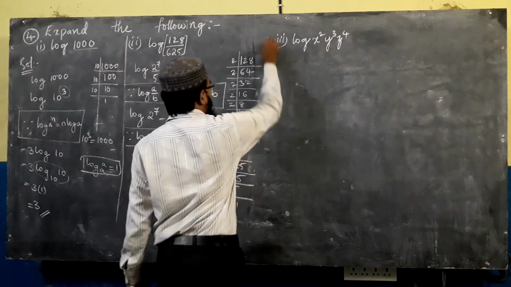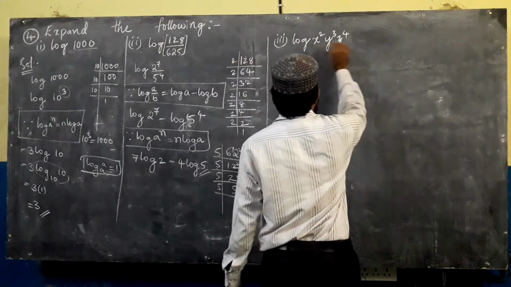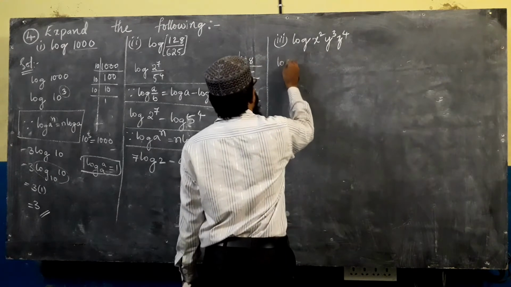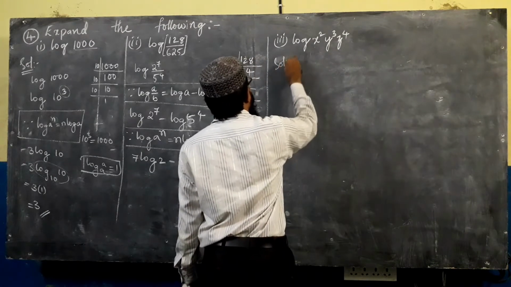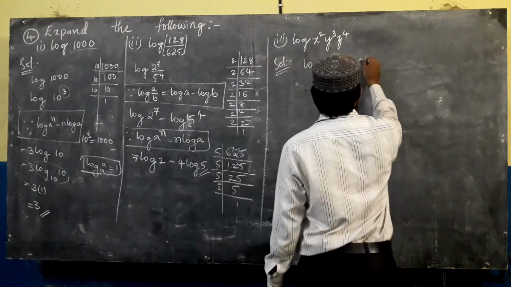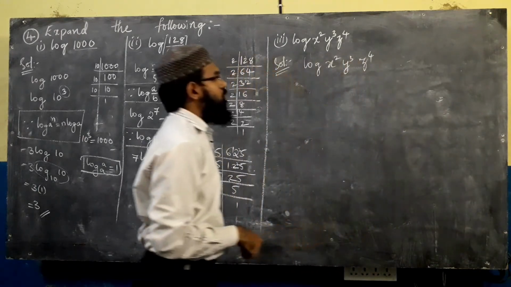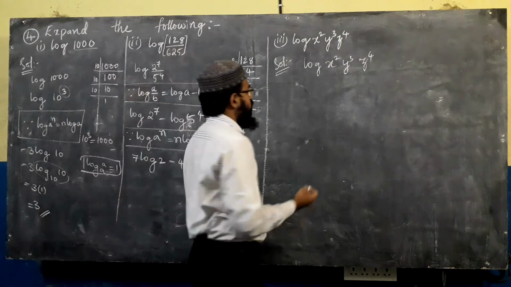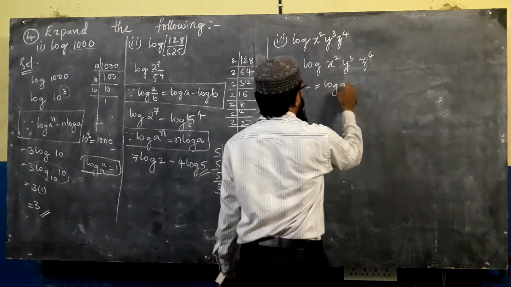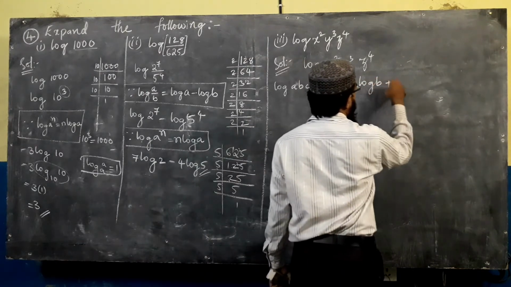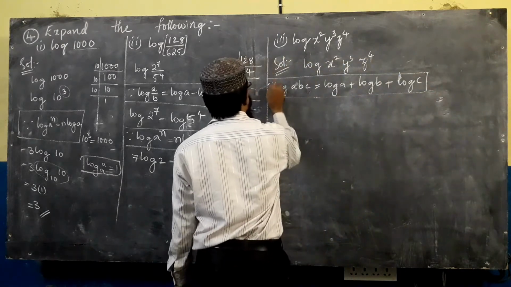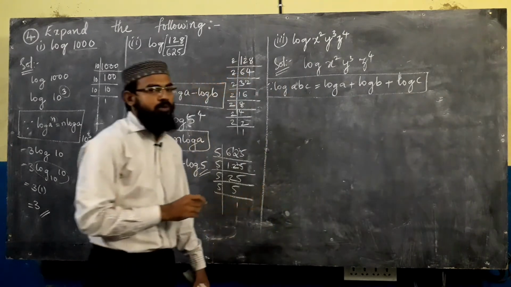Next, third bit. Here they have not given the numbers, but they have given some variables. So let us solve this in solution. Let us write what is given: log x square y cube z to the power of 4. It is in the formula log a b c. So here log a b c is equals to log a plus log b plus log c. So this is the formula which I am going to use.